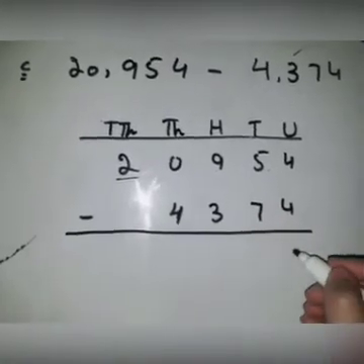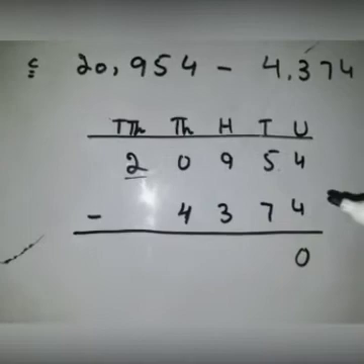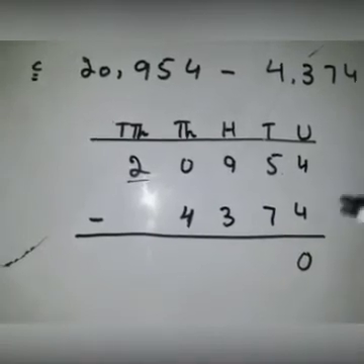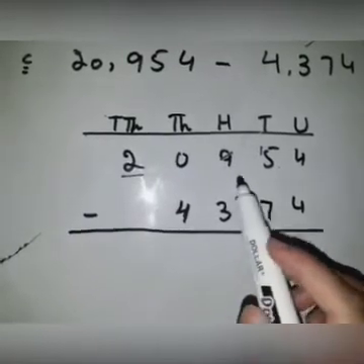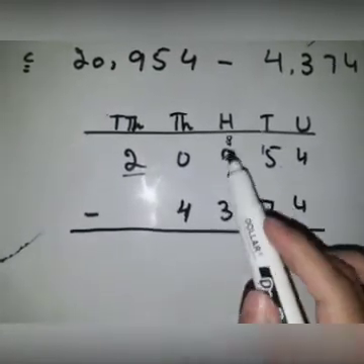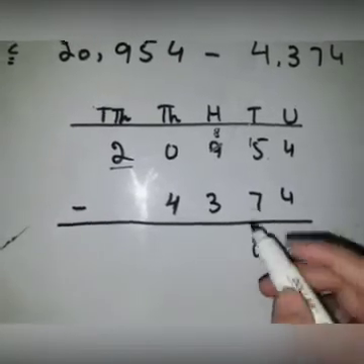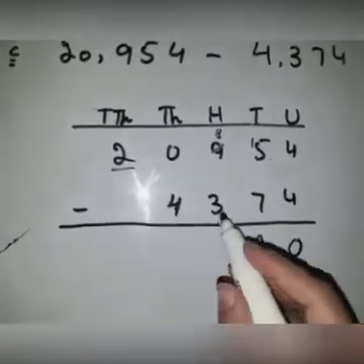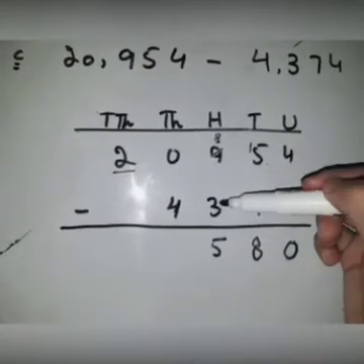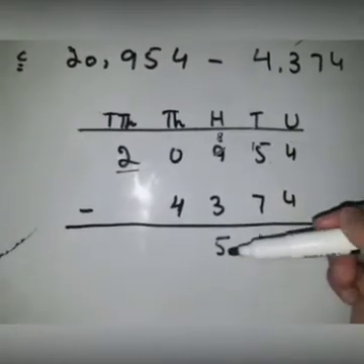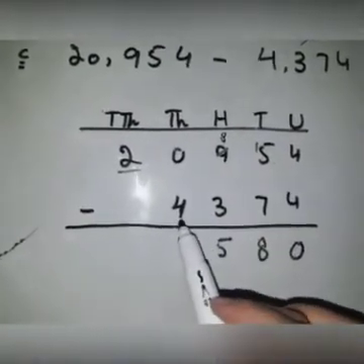4 minus 4 is equal to 0. 5 minus 7, it means we have to take a carry because we can't subtract 7 from this 5. So we will take a carry from the 8 and 8 is remaining here. 15 minus 7, the answer is 8. Then 8 minus 3 is equal to 5. We have to subtract 3 from this 8. The answer is 5. Now here is 0 and here is 4.